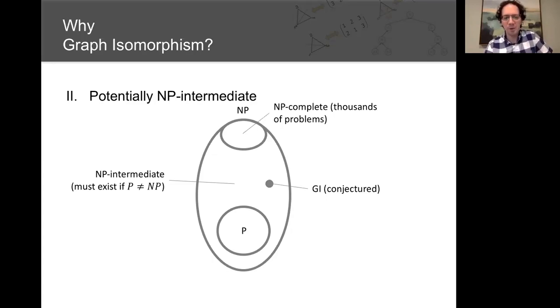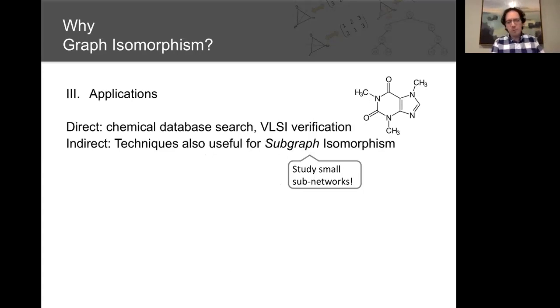This is the only problem from those papers, I believe, aside from P versus NP itself, that still remains open. They also asked about linear programming, primality, and a few other things that all got resolved in the intervening almost 50 years now. So it's also interesting from the theoretical point of view. And then the last thing, which will bring us back to our main theme, is the applications.